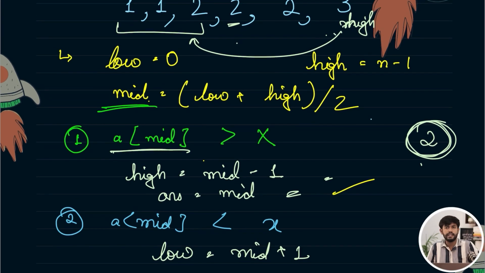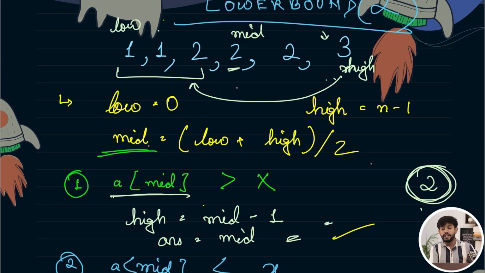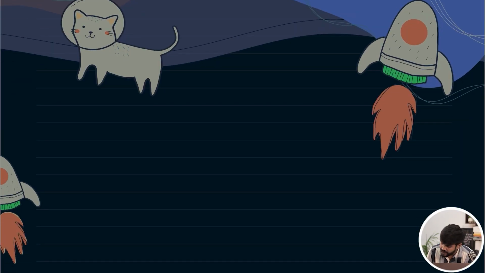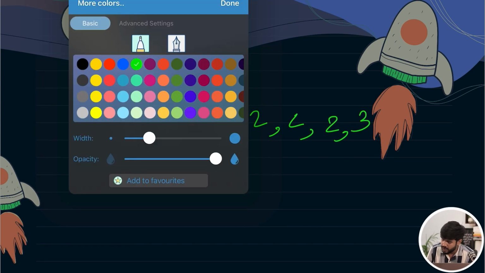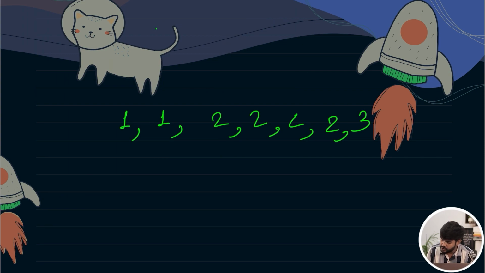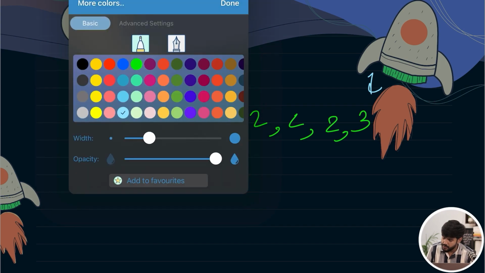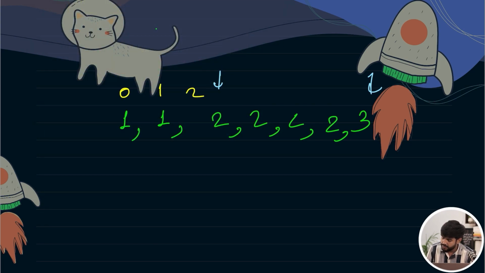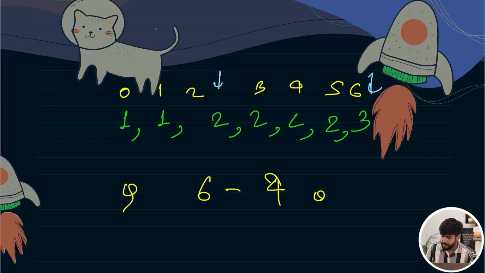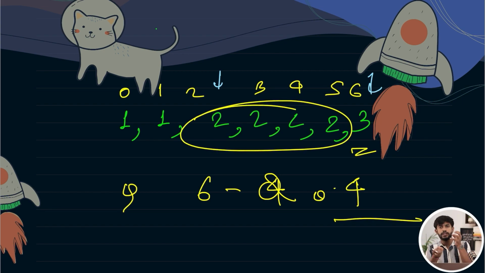So basically, just before implementing, I wanted to show you why we really need lower bound and upper bound and why we are talking about them. Let's say we have 1, 1, 2, 2, 2, 2, and 3. Now if I do a lower bound of 2, it would point me to this index. If I do an upper bound of 2, it would point me to this index. Now you can again see, this is 0, 1, 2, 3, 4, 5, 6. So we have 6 minus 2, that is upper bound minus lower bound, which is equal to 4. Yes, this is the number of occurrences of 2.